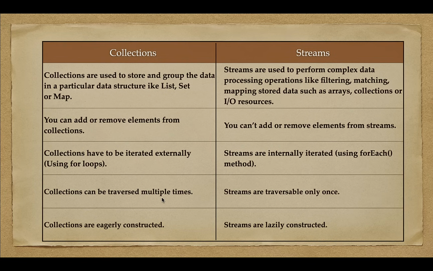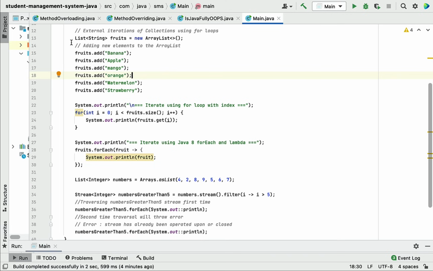Collections can be traversed multiple times. On the other hand, streams are traversable only once. It means that we can loop collections multiple times. On the other hand, we can loop streams only once. Okay, for example, look here at the code snippet.